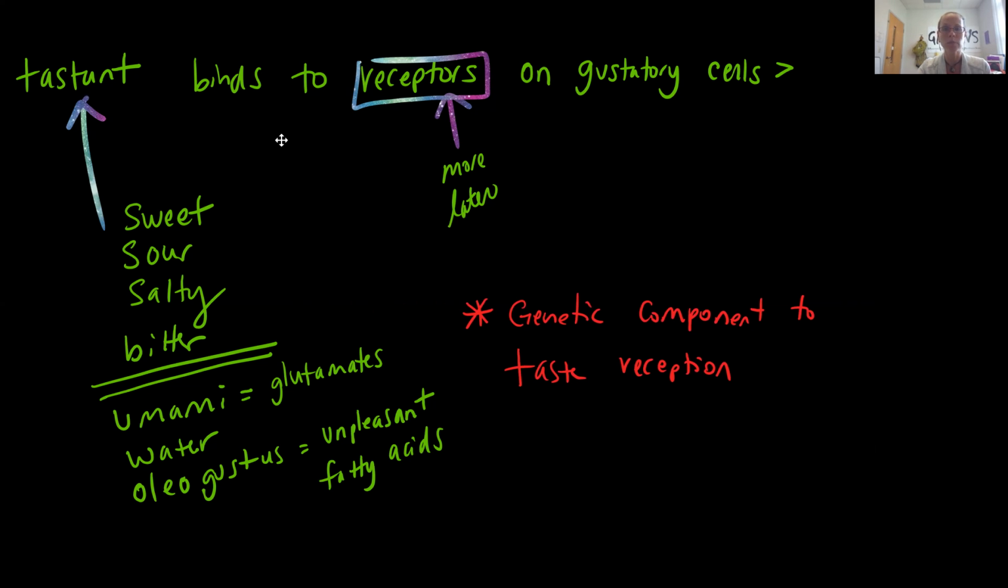Now, in order to be able to taste something, you have to have a receptor that matches up in that kind of puzzle lock and key connection, right? And so there is a genetic component to taste.